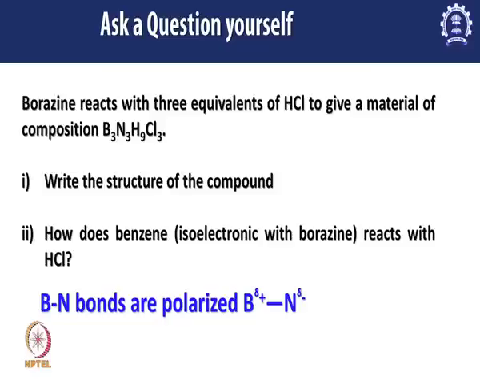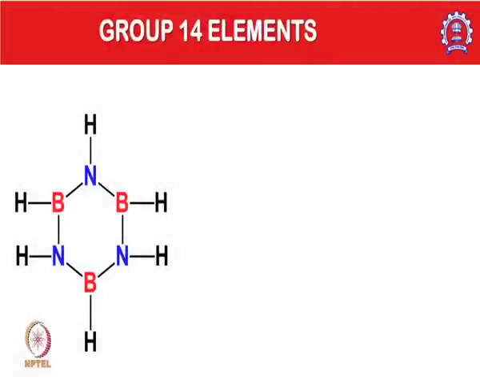BN bonds are polarized due to the difference in the electronegativity of boron and nitrogen. So boron carries a partial positive charge and nitrogen carries a partial negative charge. One can write the structure something like this. This is the structure of borazine, with a partial positive charge on boron and a partial negative charge on nitrogen.